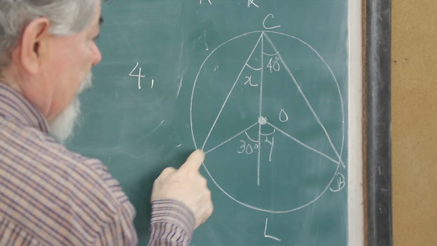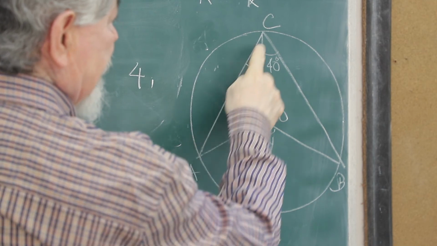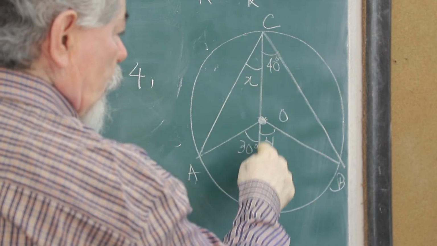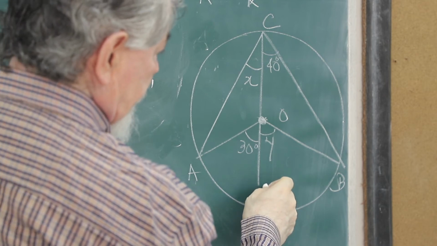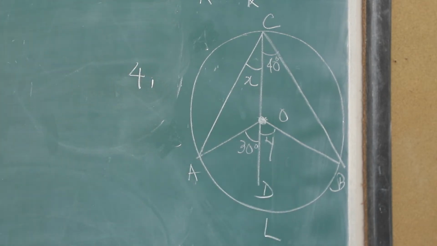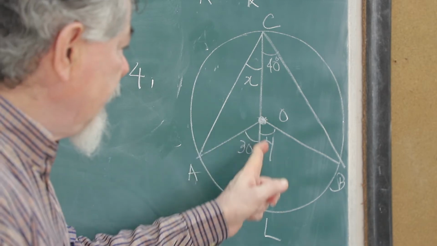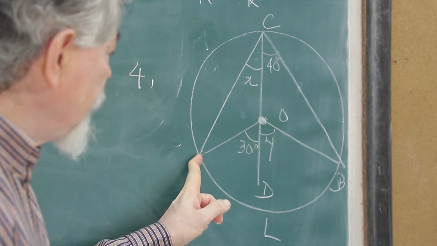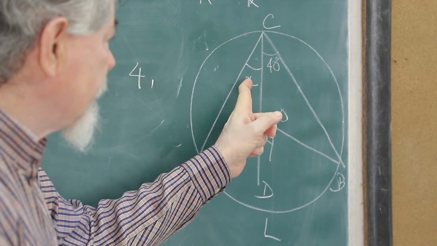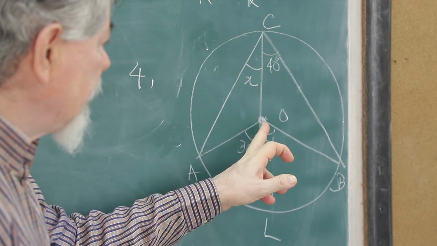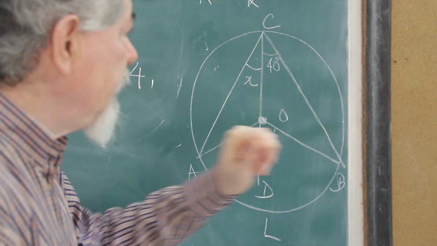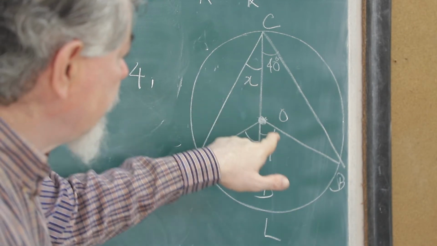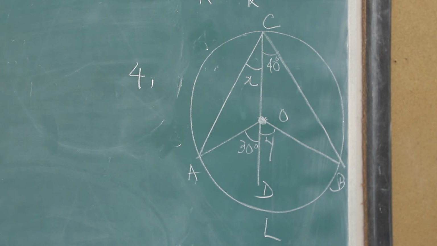He has given you that angle AOC is like this, angle ACB is like this, C is joined to O and produced further, suppose let me name it D. COD is a straight line. He has given you AOD as 30, he has given you DOB as Y, he has given you angle ACO as X, and he has given you angle OCB as 40. He wants to calculate the value of angle X and Y.